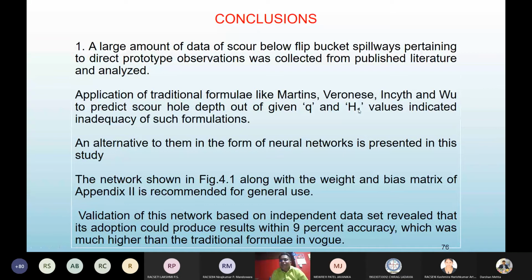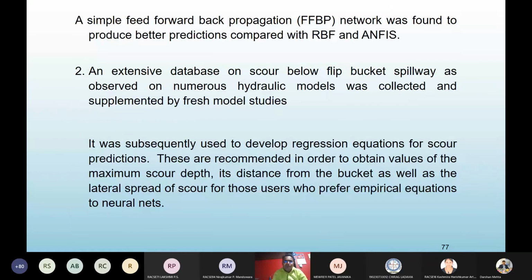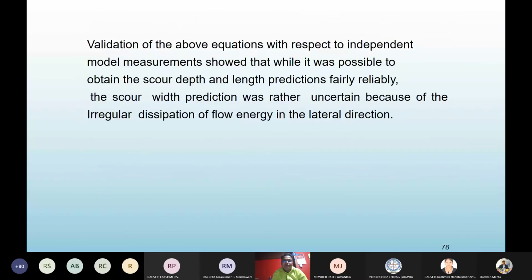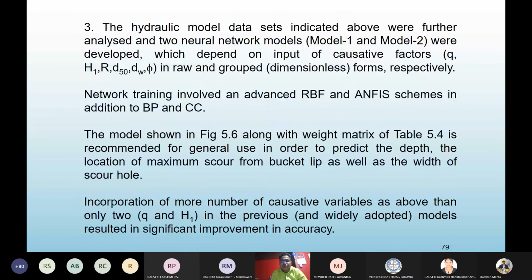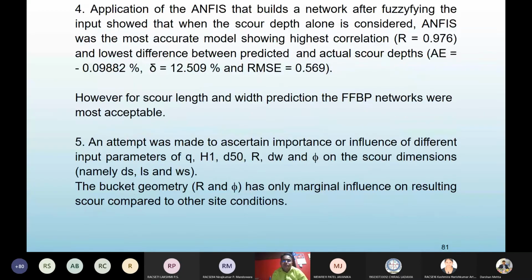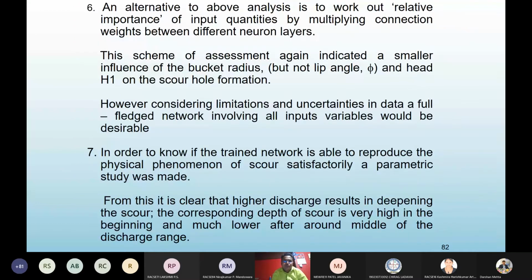See, all the formulas are gone. Why did they use only Q and H, only two? They never thought about bucket radius or bed material, right? A model means continuous, from start to end. So these are the things used at that time, the recommended model. Also validations. This was published in ASCE Hydraulic Engineering, and another paper was published in Advances in Engineering Software. I will show you several papers now.